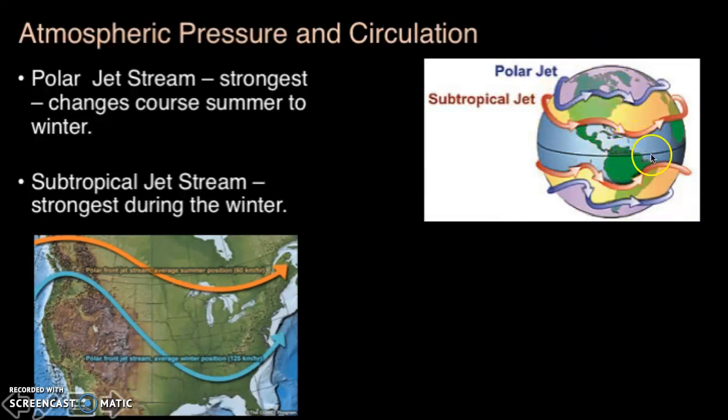So obviously in the North Pole, they're going to be strongest during our winter, which is going to be in December, January, February. And then the South Pole is going to be strongest during their winter, which is going to be in May, June, July, whatnot.